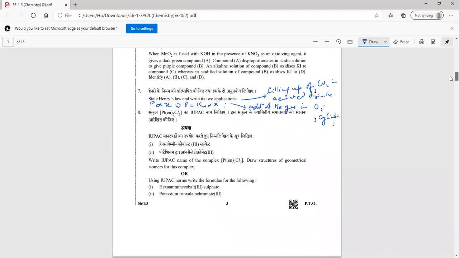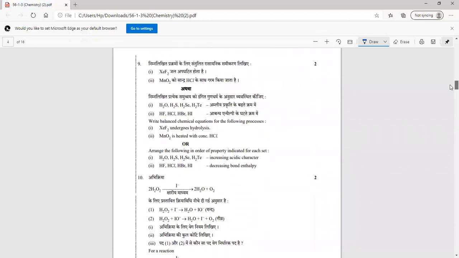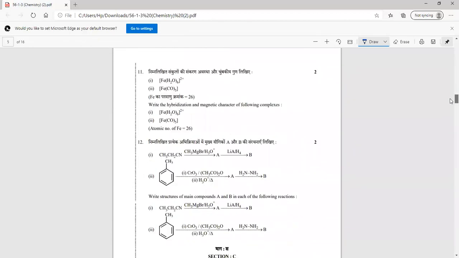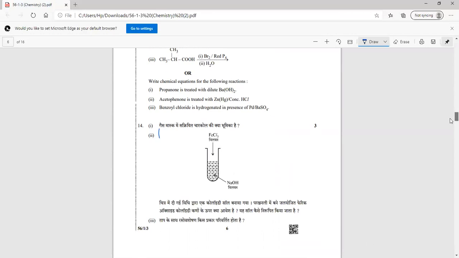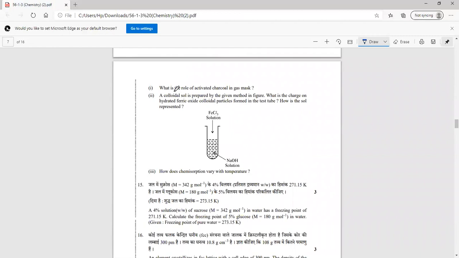Next is, what is the role of activated charcoal in the gas mask? Activated charcoal adsorbs the harmful gases on it. So what is the role? Very easy. The role is adsorption of gaseous particles or gases on it.